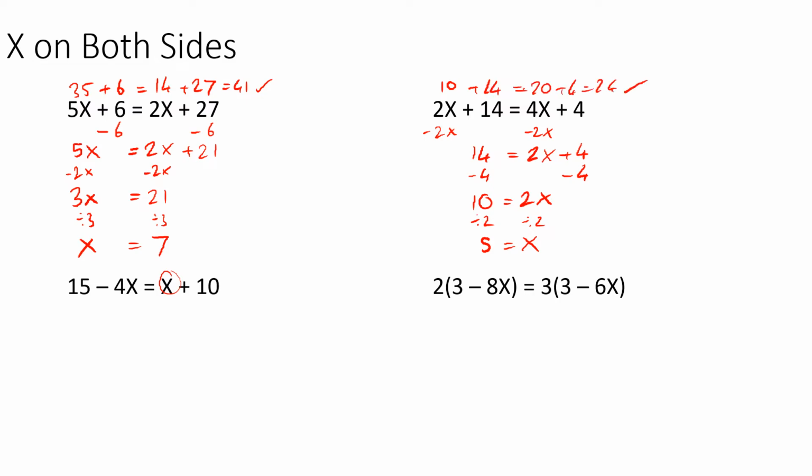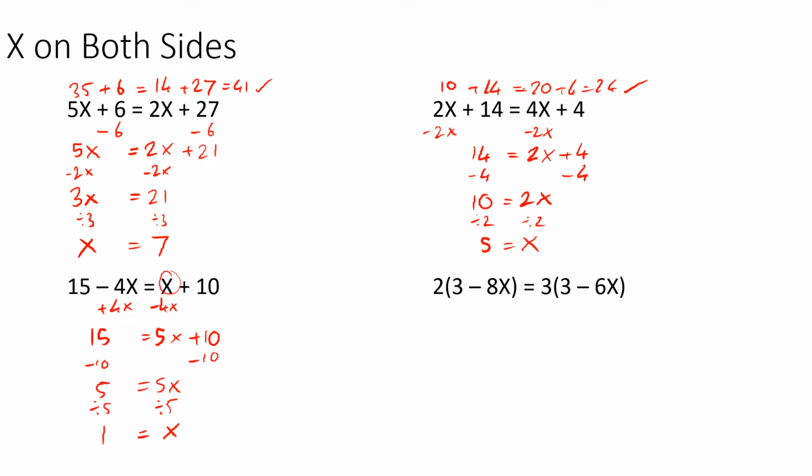Yeah, that works. Here we're going to start by adding 4x to each side. So we'll have 15 equals 5x plus 10. Take away the 10. 5 equals 5x, and then divide by 5, and we'll end up with x equals 1.